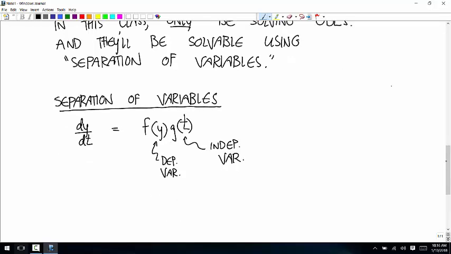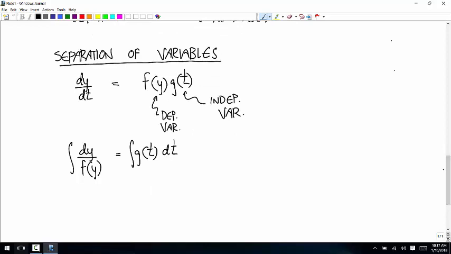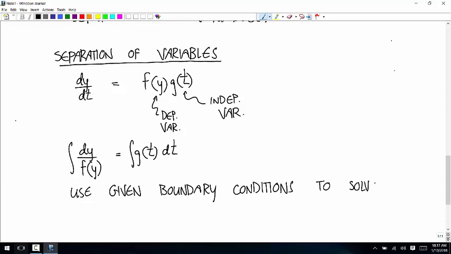And if you can do that, then you move all the stuff relating to y to one side, all the stuff related to t to the other side. So in this case, you'd have dy over f of y is equal to g of t dt. And now you can integrate this with respect to y, integrate this with respect to t, and use the given boundary conditions to solve for the constants of integration.